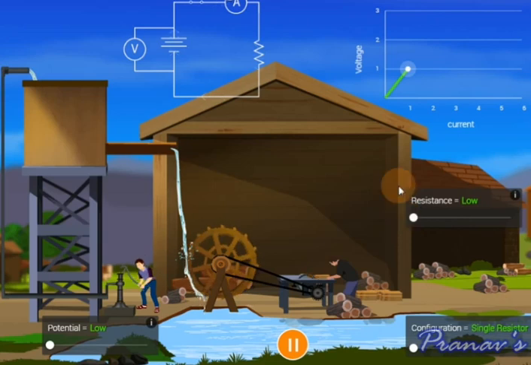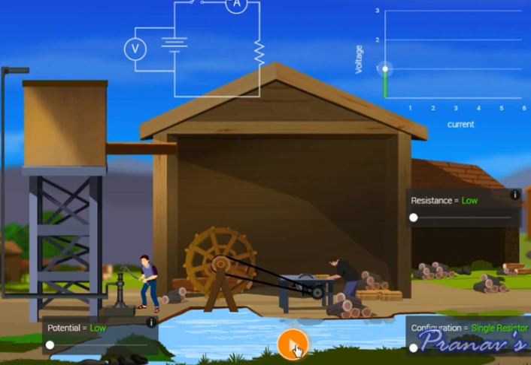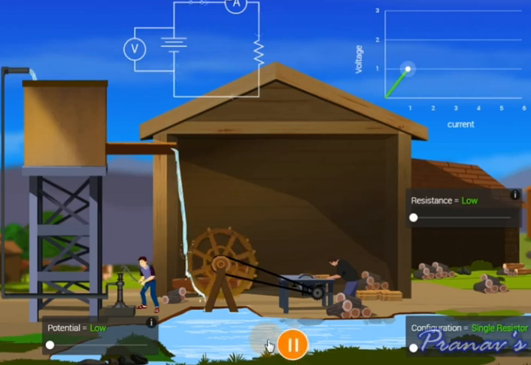Let's decrease the resistance. As you can see, when you decrease the resistance, the flow of water is also decreasing, and the voltage current graph is also showing the same. When you have low potential, the flow of water is less and the voltage current graph is also less.